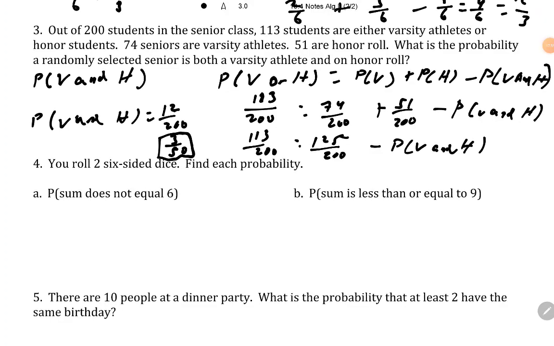Alright, you roll 2 six-sided dice, find each probability. So find the probability of the sum that does not equal 6. Okay, so that would be 100% minus the probability of the sum equaling 6, which is 1 minus 5 over 36.